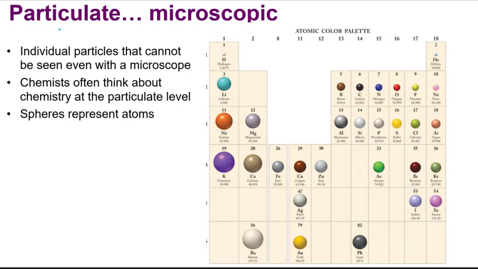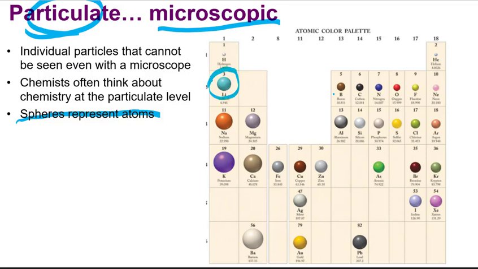For example, looking at the particulate level here, our microscopic vision, we can't see these individual particles, not even with the microscope. But chemists often think about chemistry at the particulate level, and so as you can see here, we use spheres representing atoms. And we'll get more into this when we talk about periodic trends, but we can see here our lithium atom, and over here we've got boron and carbon and nitrogen and oxygen and fluorine and neon. And we can see that as we go to the right in our periodic table, our radius, or the size of our atom, gets smaller. And of course we'll be able to explain why that happens.